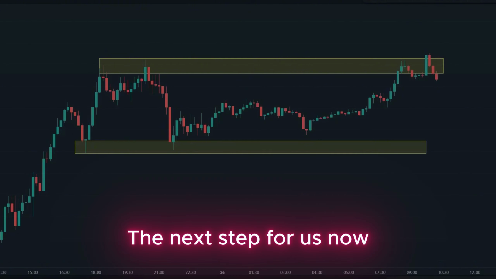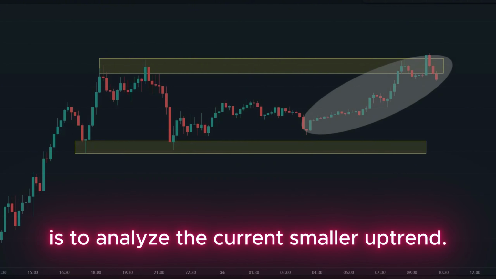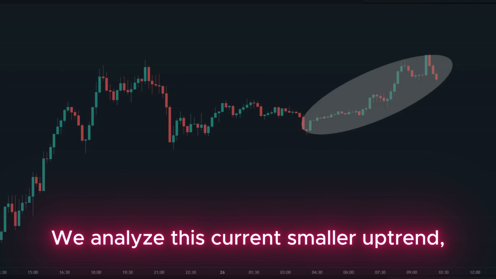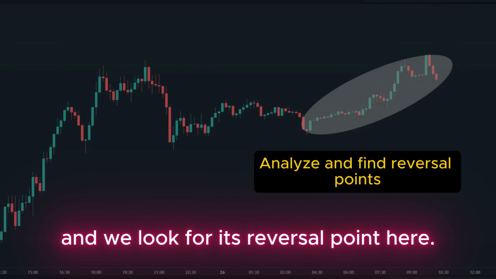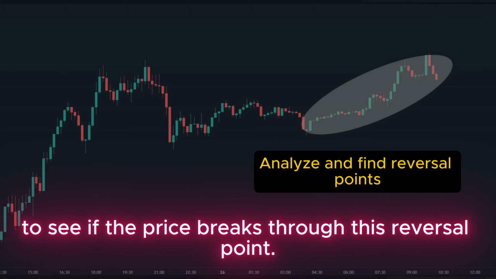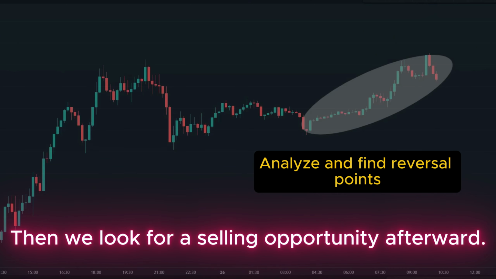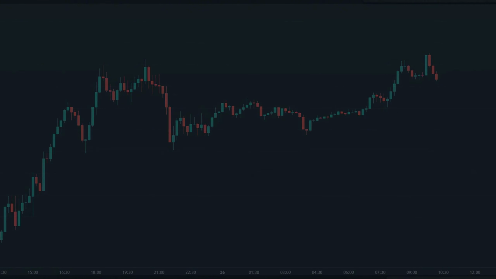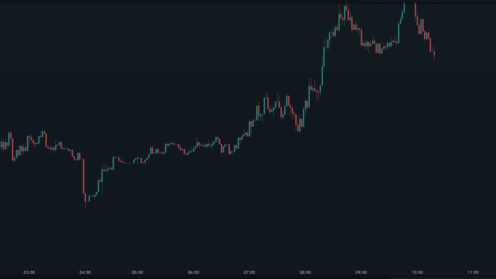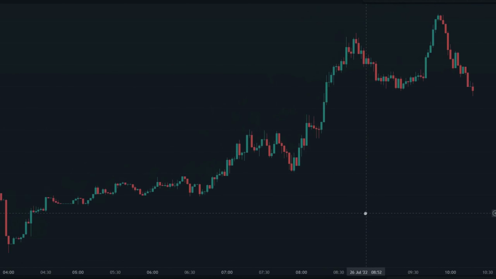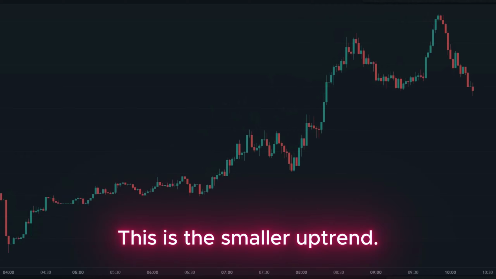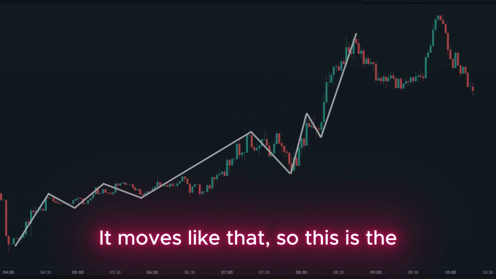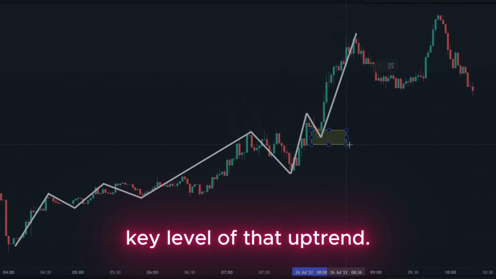The next step for us now is to analyze the current smaller uptrend. We analyze this current smaller uptrend, and we look for its reversal point here. And we wait to see if the price breaks through this reversal point, then we look for a selling opportunity afterward. Now, let's switch to a lower time frame. This is the smaller uptrend. The market moves like this. It moves like that, so this is the key level of that uptrend.